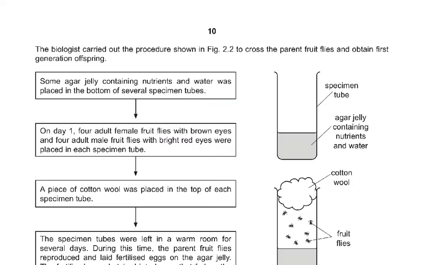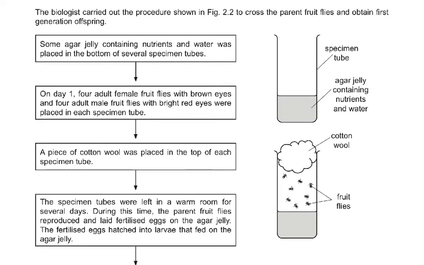Then what does it say? The biologist carried out the procedure shown in figure 2.2 to cross the parent fruit flies and obtain the first generation of offspring. The first generation of offspring will be heterozygous for both characteristics. Some agar jelly containing nutrients and water was placed in the bottom of several specimen tubes.